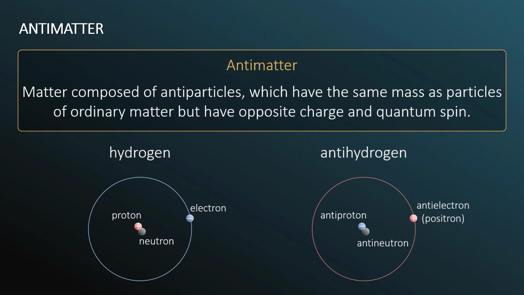Now, the observable universe is almost entirely composed of ordinary matter and not much antimatter. And this asymmetry remains a mystery to this day. It's one of the grand mysteries that scientists still wish to uncover. They want to know, why is it that we have so much matter but almost no antimatter?